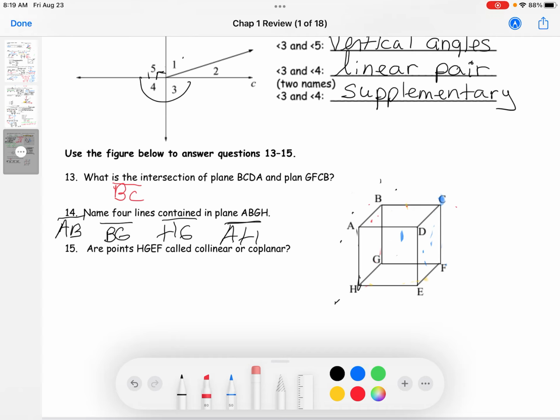All right. So it says HGEF. So HGEF is the bottom of the box. And then are the points collinear or coplanar? So we're talking about these points, H, G, E, F. Those are all coplanar because they're all on the same plane. They're not all on the same line.